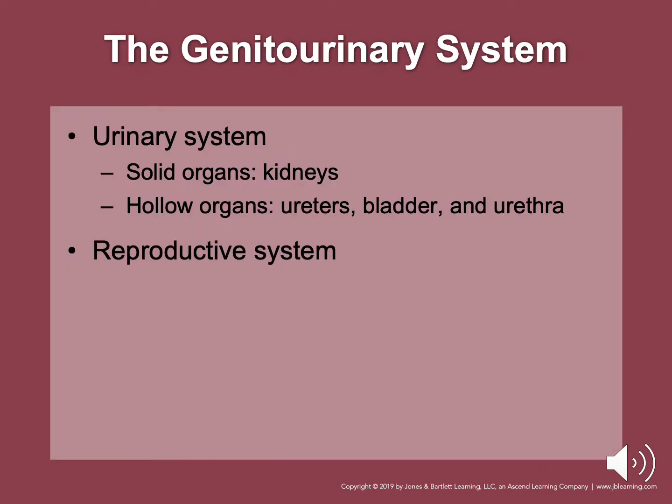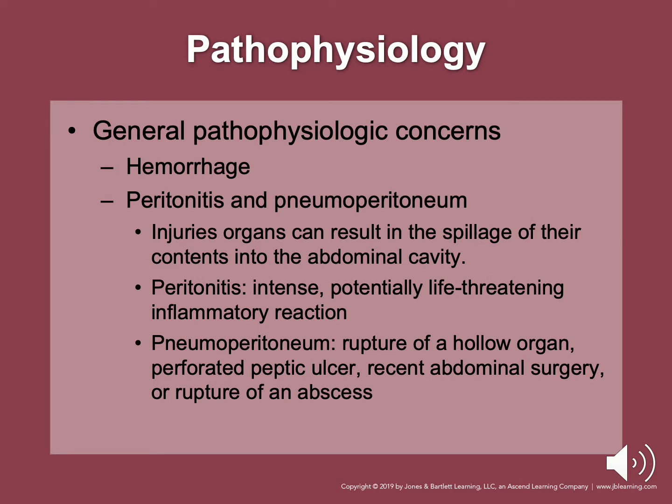The urinary system controls the discharge of certain waste materials filtered from the blood by the kidneys. The reproductive system controls the reproductive process from which life is created. So hemorrhage can occur with external and internal blood loss.